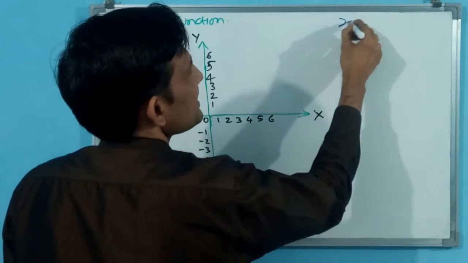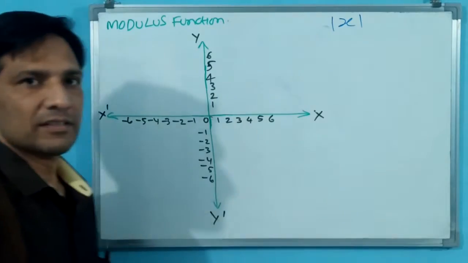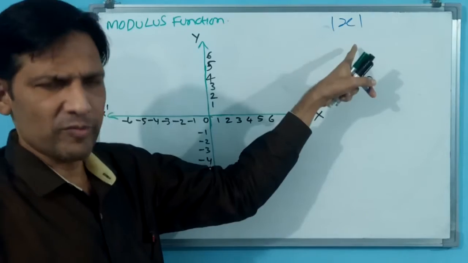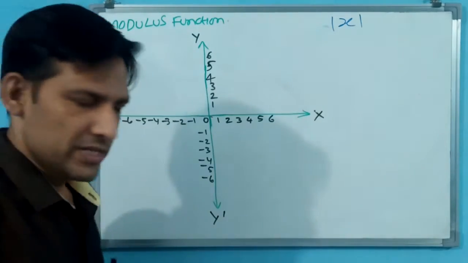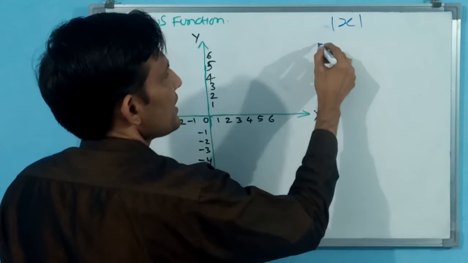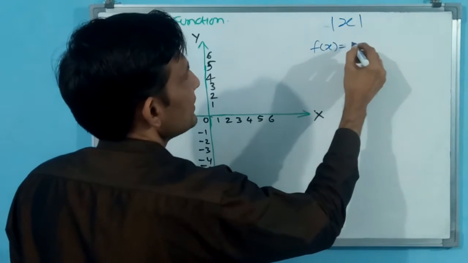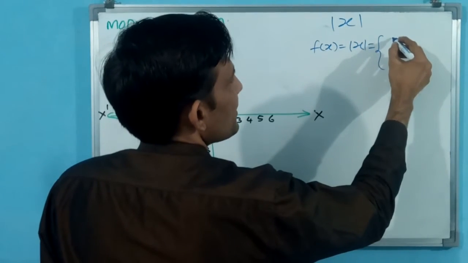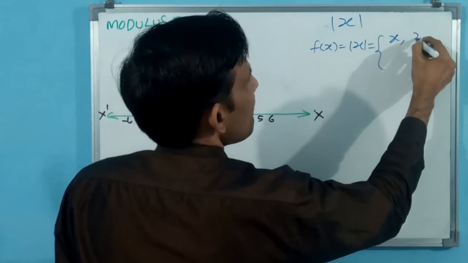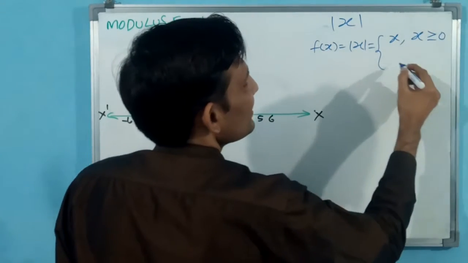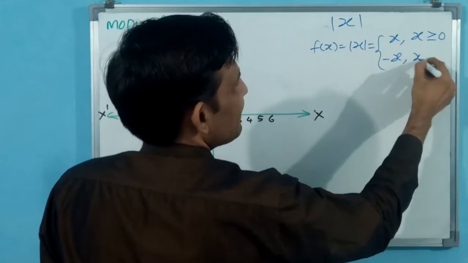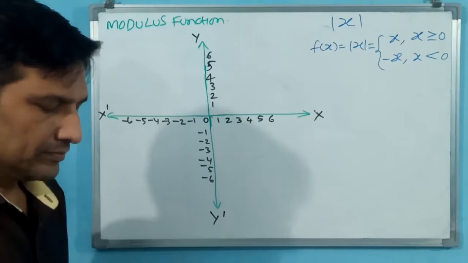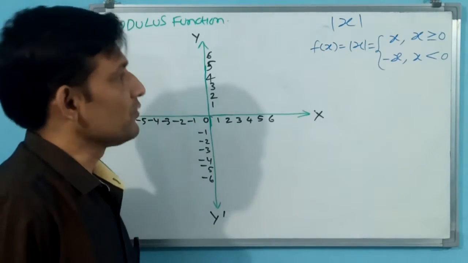Modulus function representation is like this. This is a representation or notation of the modulus function. Now say f of x is equal to mod x, that is equal to x when x is greater than or equal to 0, and minus x when x is less than 0. First you understand what I have written, then we will discuss.